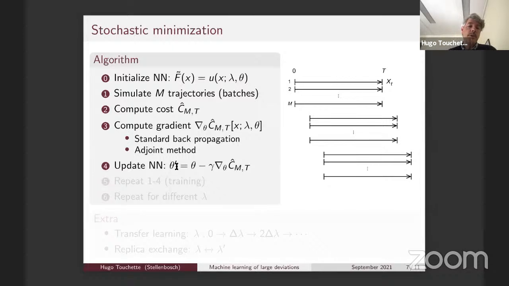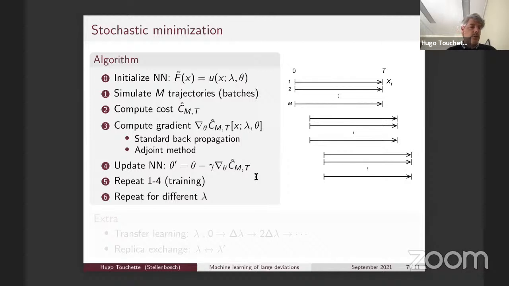Once you have the gradient, you can update the neural network. The parameters will be updated according to the normal stochastic gradient formula, and gamma will be the learning rate, which is a hyperparameter for the system. Now, simulating these M trajectories and computing the gradient is one step of the training. So you repeat steps 1 to 4 many times. I'm simulating M trajectories, I update the network, I simulate another M, I update the network, and so on, until you see convergence of the cost function. This follows normal training methods for neural networks. And once you've reached convergence, then you have one point.